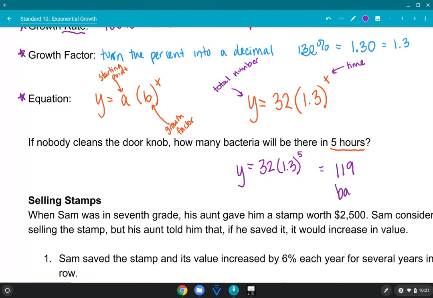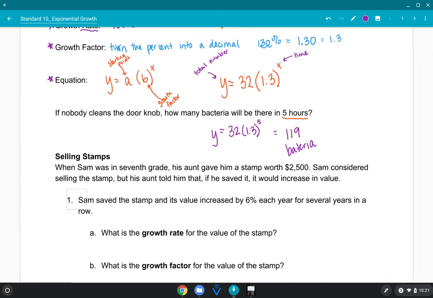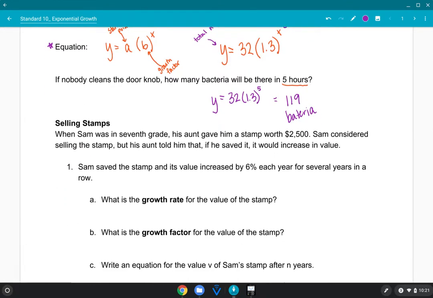119 bacteria. Get out the Lysol wipes or whatever we call them. I get the Up and Up brand. I'm not selling anything. Oh, bacteria. It's not spelled right. Okay.